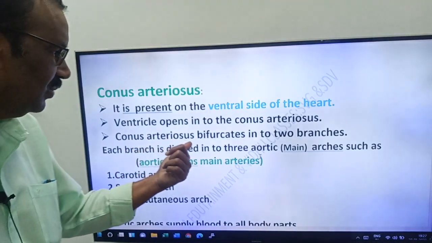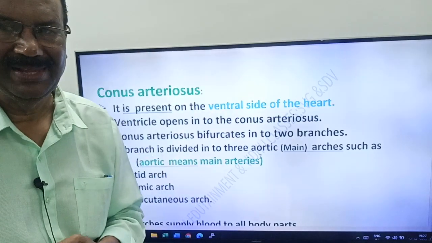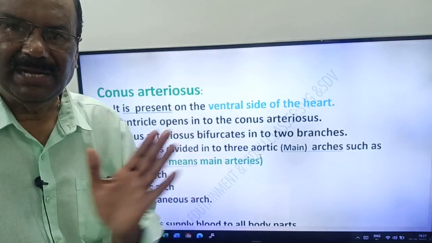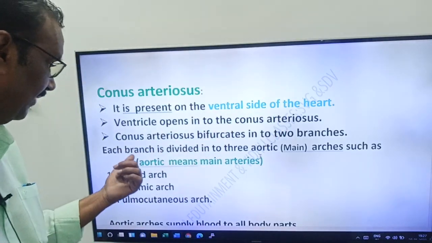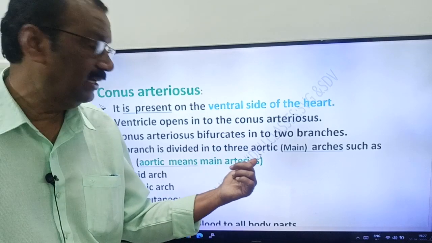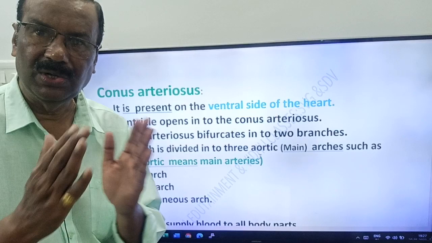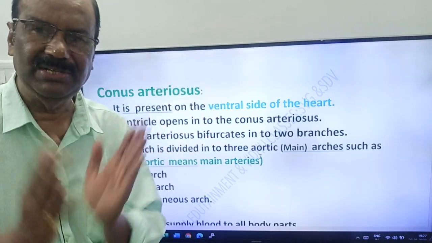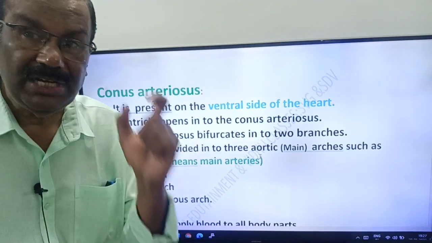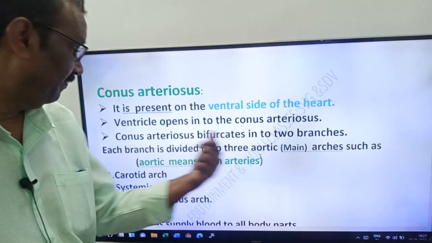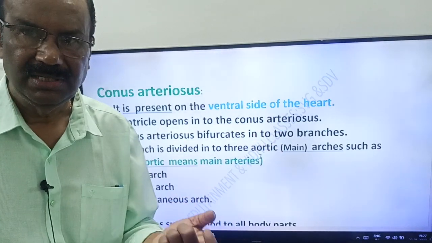See, friends, this conus arteriosus bifurcates into two branches. Once again, friends, each branch is divided into three aortic arches. The conus arteriosus first split into two branches, friends. Each branch once again splits into three branches. Those three branches are called what, friends? Aortic arches. Aortic arches here means main arteries.